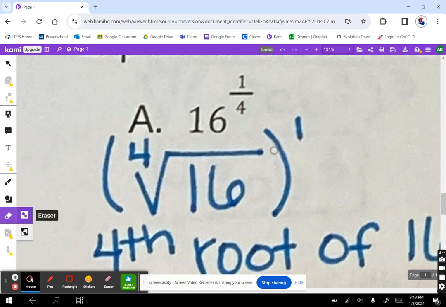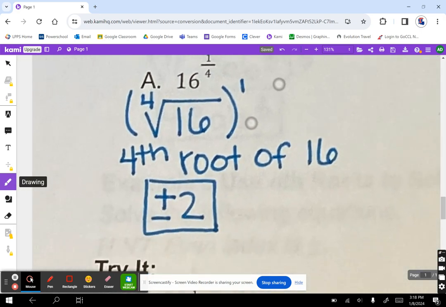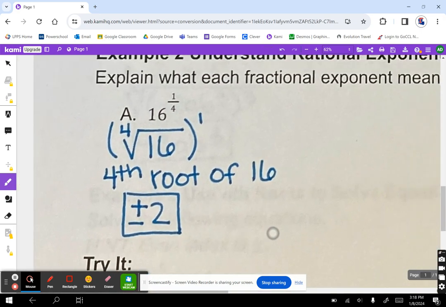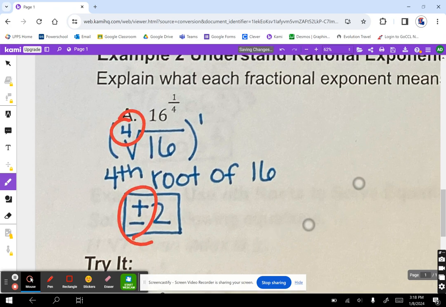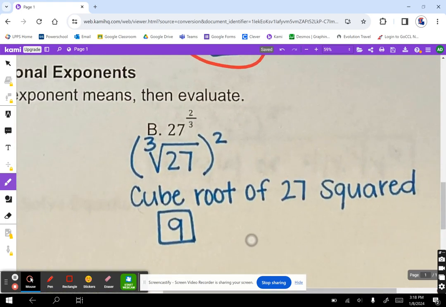Okay, easiest thing to remember is your index is always your denominator. That means the fourth root of 16, and when you evaluate that, you get positive and negative because you have an even index. Part B, your numerator is your exponent, denominator is your index, and then your base is your radicand.